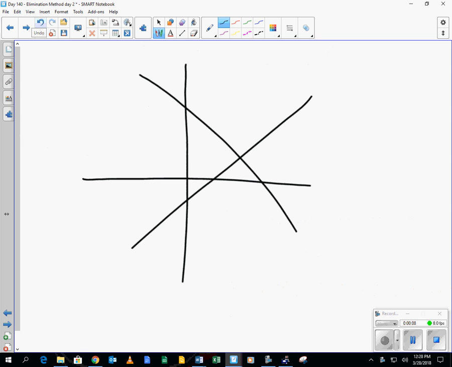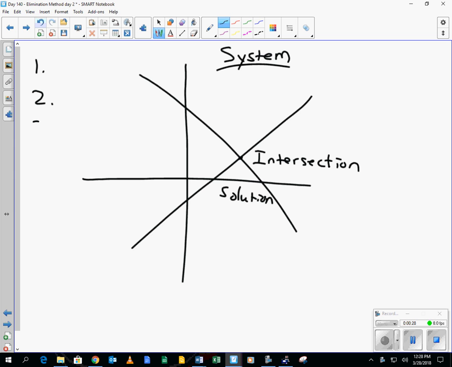A for the day, what's that called? Starts with an S. It's a system. This is the point of intersection. Very good. That's the solution to the system. Now, we have three ways that we've learned to solve for systems. What's the first way? Graphing. Very good. Substitution and elimination.